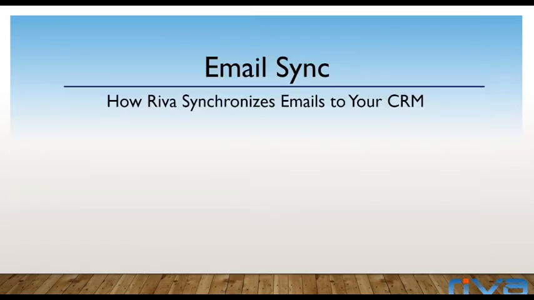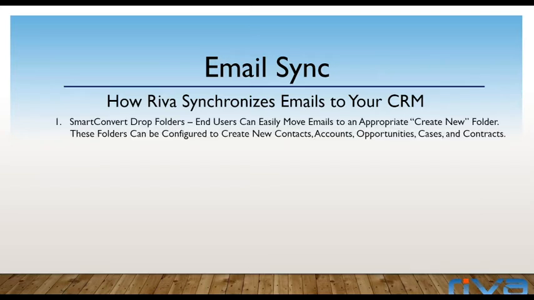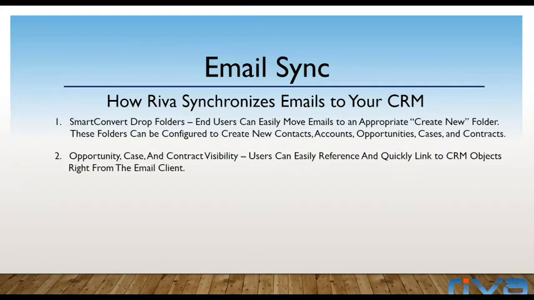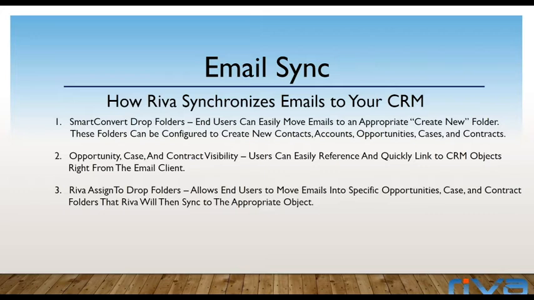So when it comes to email sync, there are three core Riva functions. The first being the Riva Smart Convert drop folders. These folders allow users not only to sync emails against contacts, accounts, leads, opportunities, cases, and quotes, but they also allow users to create those objects in CRM. The Riva Connect bar gives users up-to-date information about open opportunities, cases, quotes, or custom objects. And finally, the Riva Assign To drop folders allow synchronization of emails to specific opportunities, cases, quotes, or custom objects.